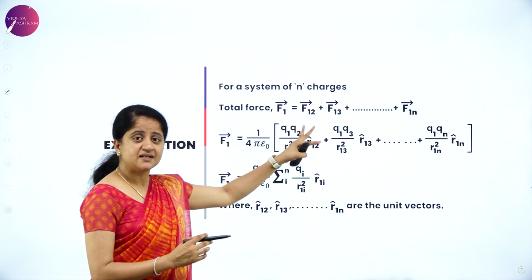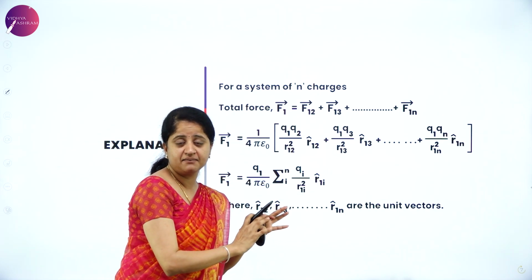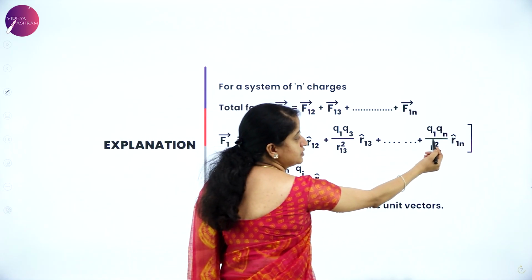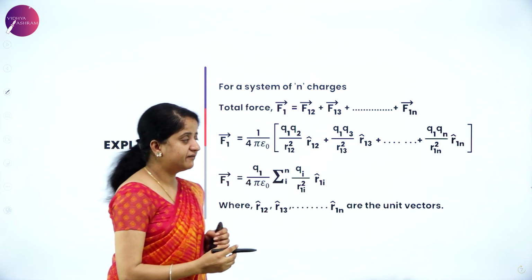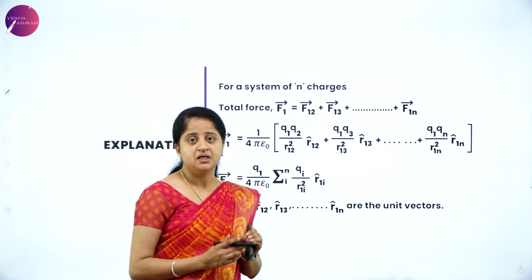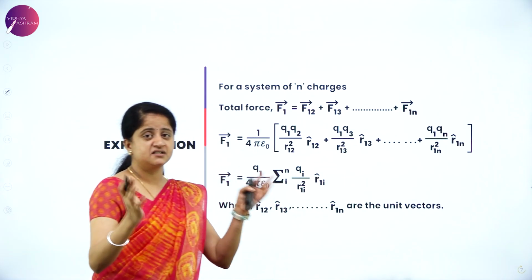These are the two charges which are taken for our example, and if we write it for n number of charges, it will go up to so on, and it is Q1 Qn divided by R1n square into R1n cap. That is for n number of charges if we consider.